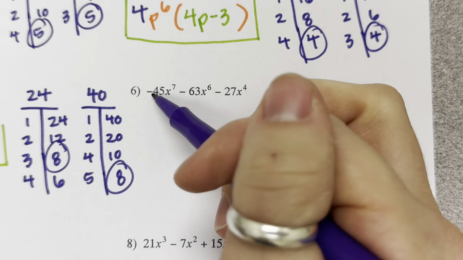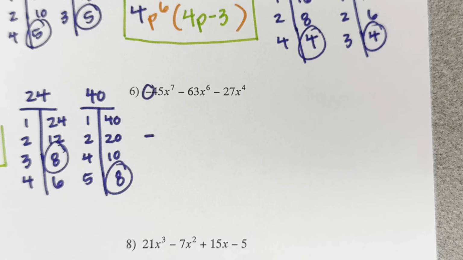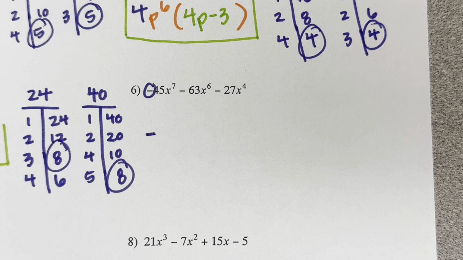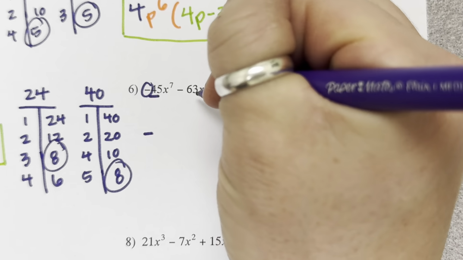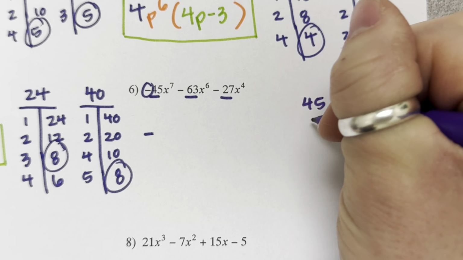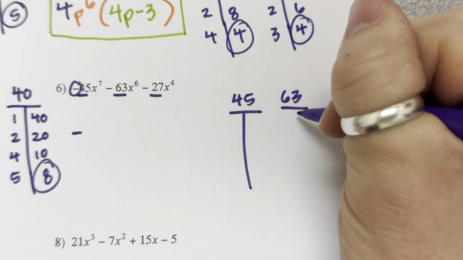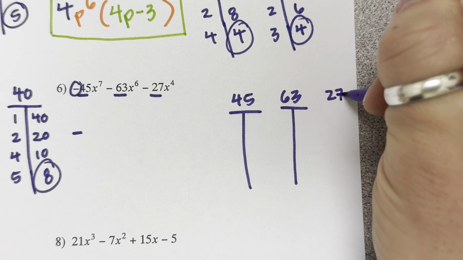Alrighty, so my leading coefficient, the one in front, does have a negative. So I'm just going to go ahead and automatically take out a negative. Okay, but now I'm dealing with 3 numbers, 45, 63, and 27.